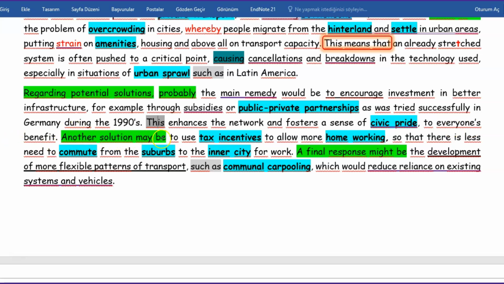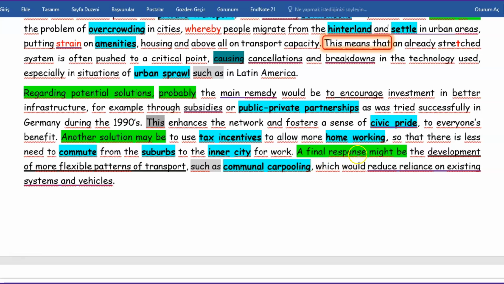Another solution, maybe another remedy, might be to use tax incentives, reducing tax for special things, for special goods, to allow more home working, so that therefore there is less need to commute from the suburbs to the inner city for career purposes.